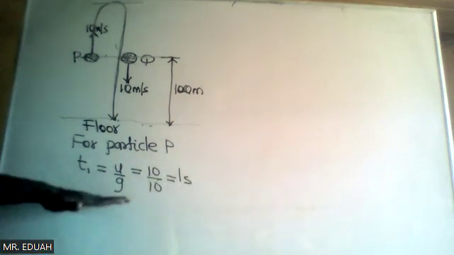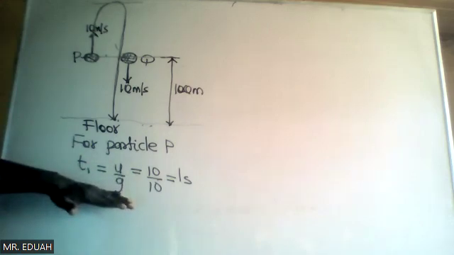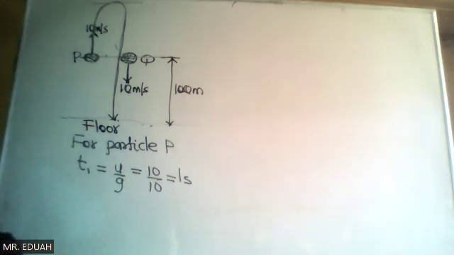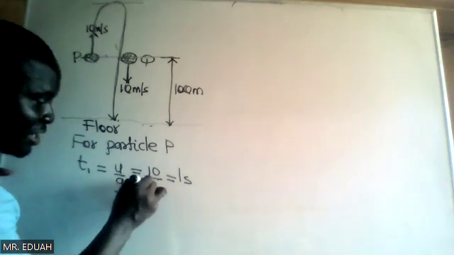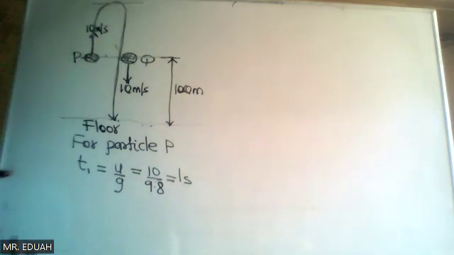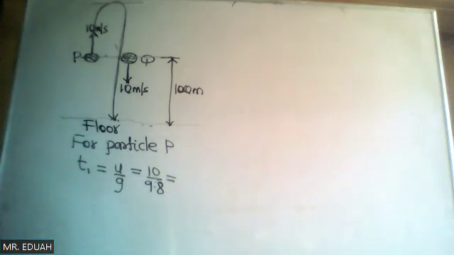Are we okay here? Are you okay with this part? G is 9.8. Oh, okay, thank you. You see, that's why you need to talk. With 9.8, it will be something greater than 1. So 10 divided by 9.8, 1 point what?